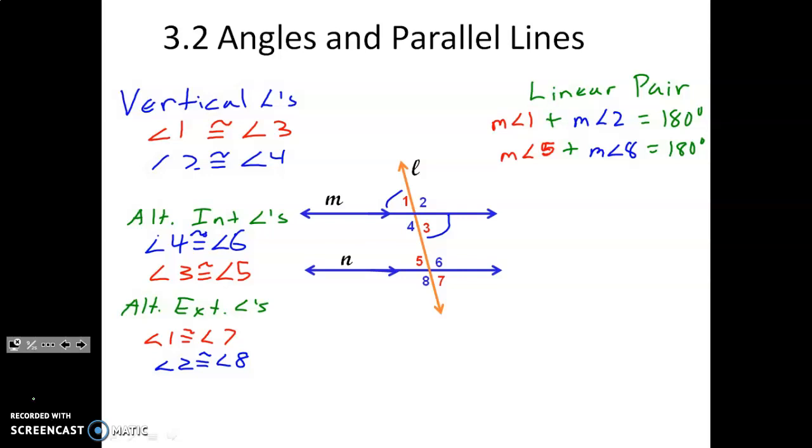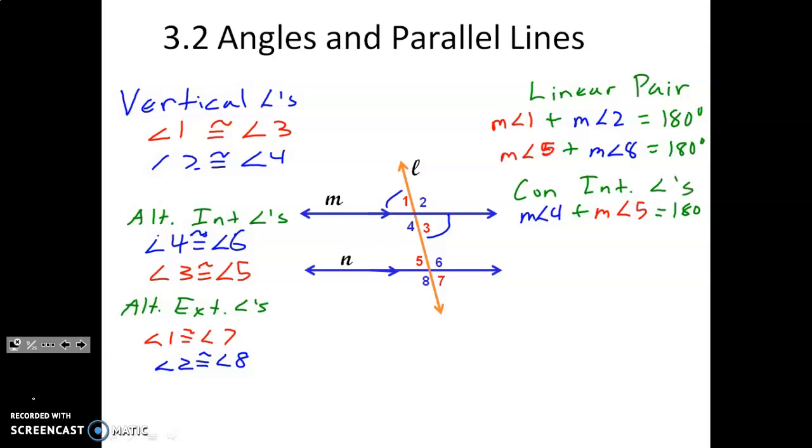Well, we would say, what about 4 and 5? Okay? We got measurement of angle 4 plus the measurement of angle 5. And they're going to equal 180. Why? Well, what's the relationship? Those two angles are consecutive interior angles.